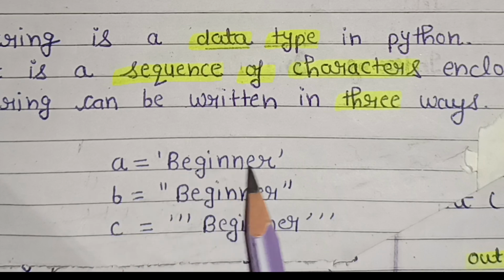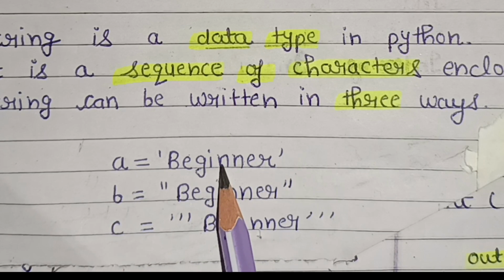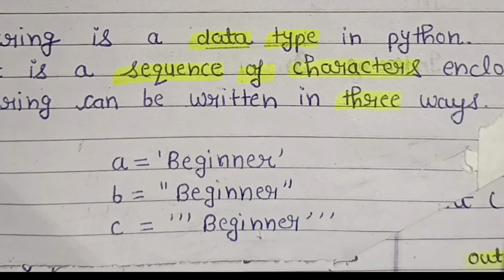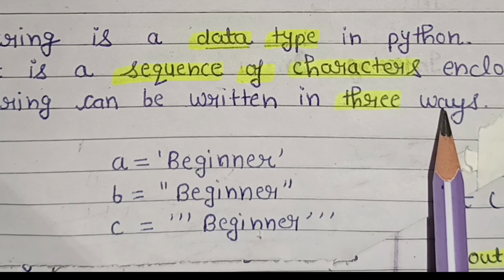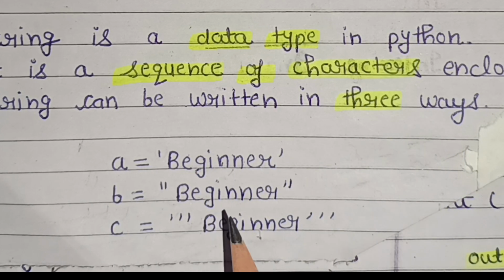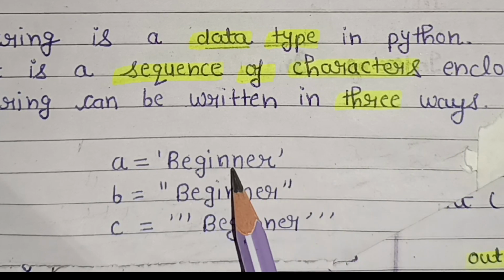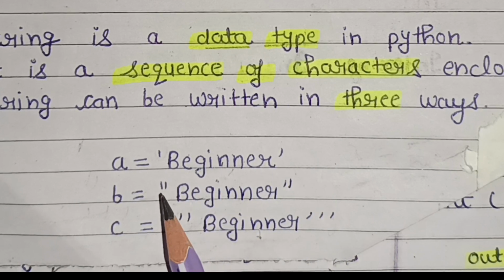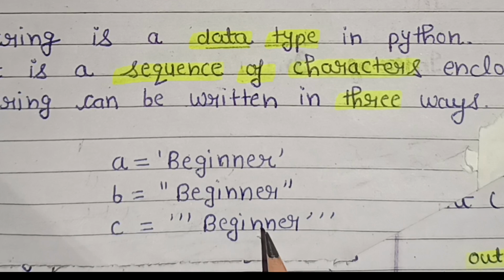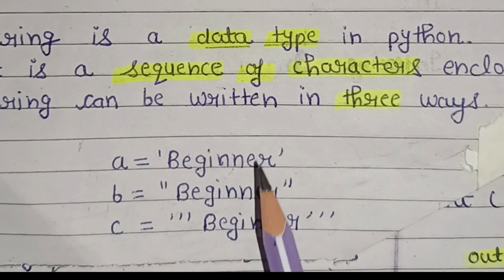Here I have written beginner. Beginner is a sequence of characters which I enclosed in single quotes. So this is a string. A string can be written in three ways. First way is this, in single quotes. Second way is this, in double quotes. The third way is in triple single quotes. You can write the string in three ways, which I have mentioned.